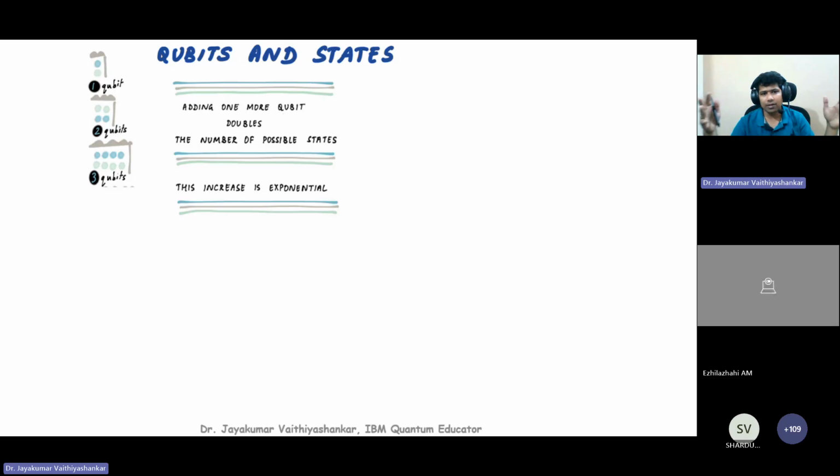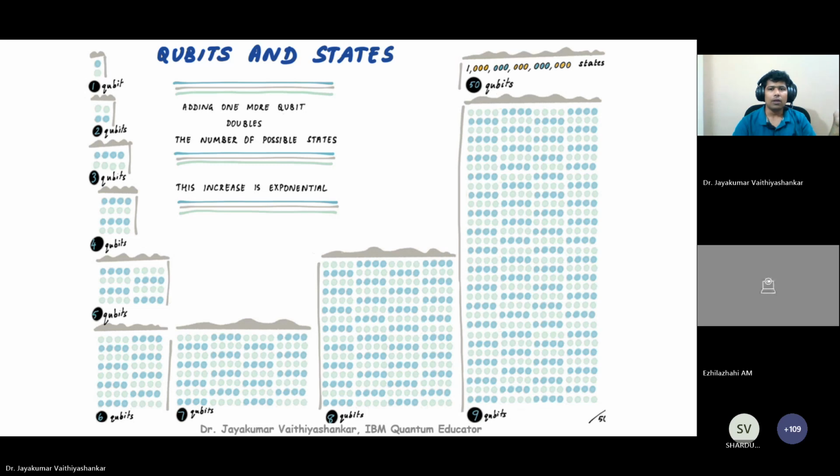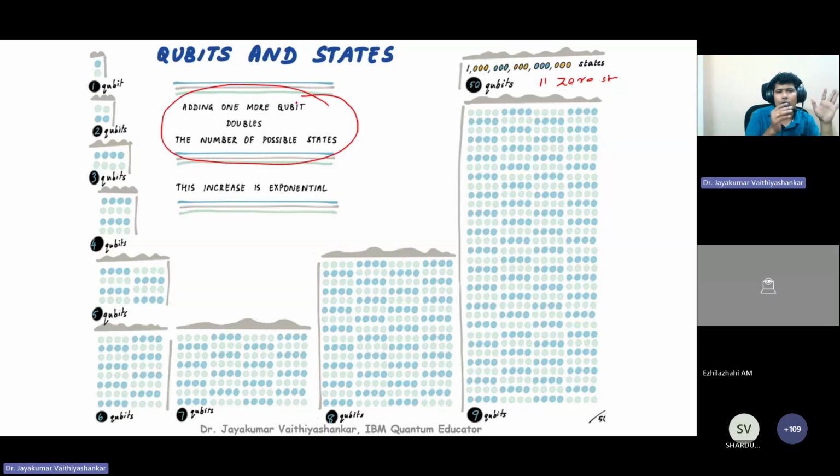Are you able to recognize how much increase is happening? Keep on adding one qubit, and at 50 qubits you will get 1 followed by 11 zeros states. Huge amount of data. Okay, can anybody relate this point to any one of our previous slides? Adding one more qubit will double the number of possible states.